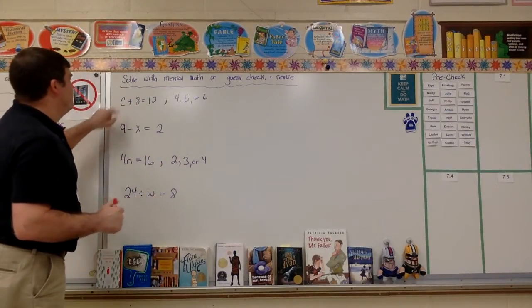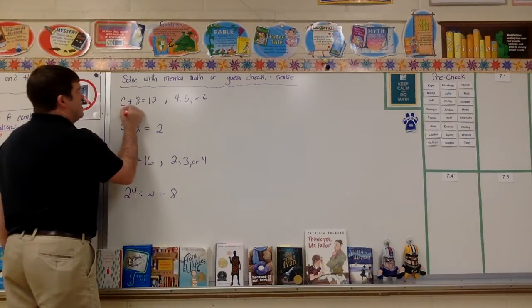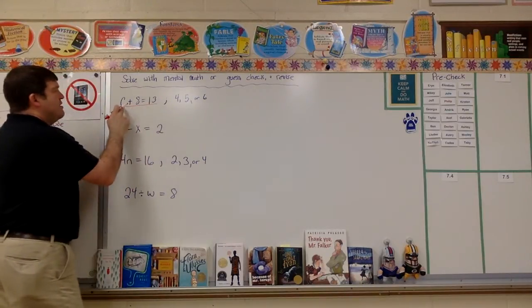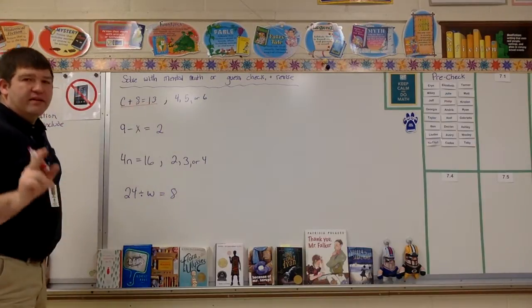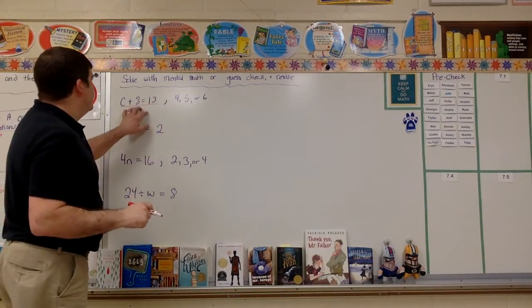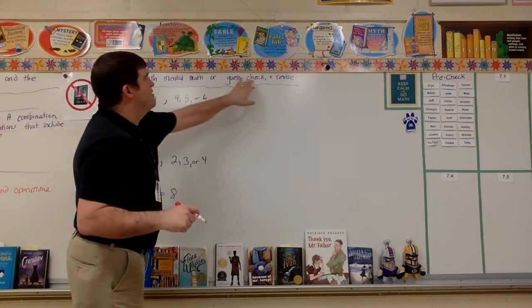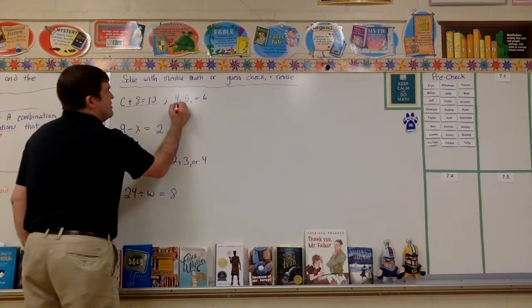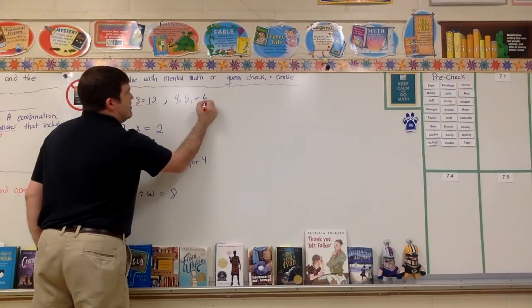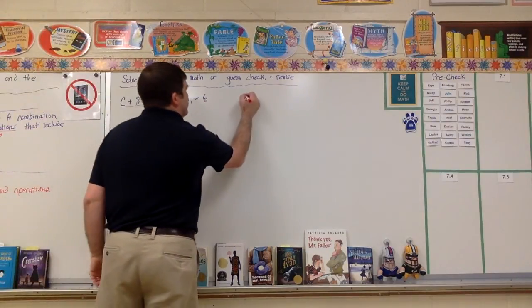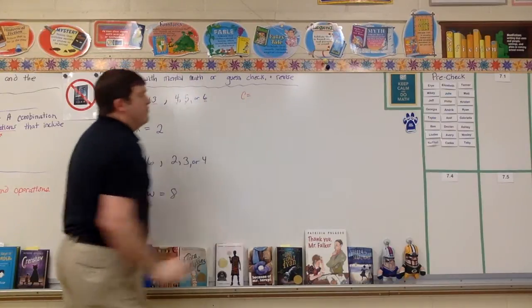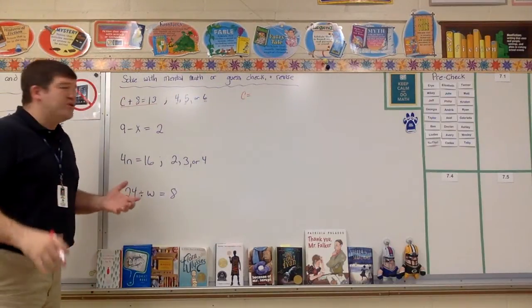This one here, I have an algebraic equation. C plus 8 equals 13. That equal sign equation. Okay? Now, I'm going to do this one with the guess, check, and revise. It gives me some choices. I have 4, 5, or 6. I want to find out what C is.